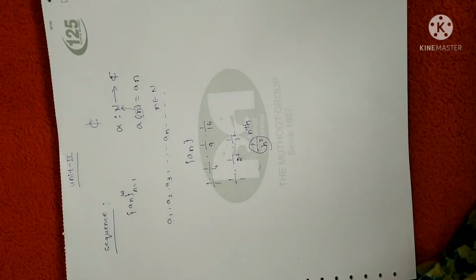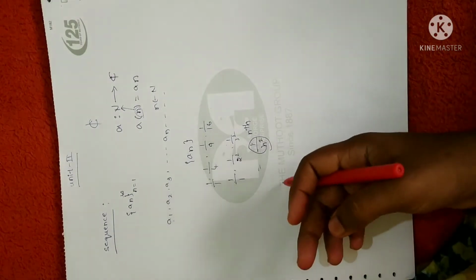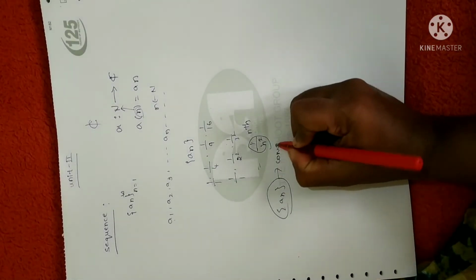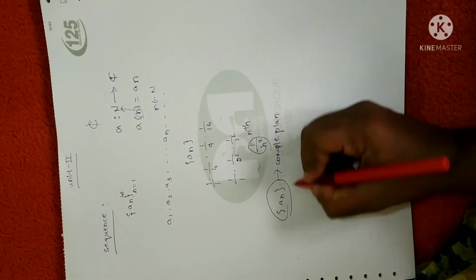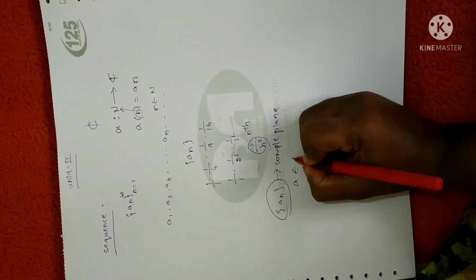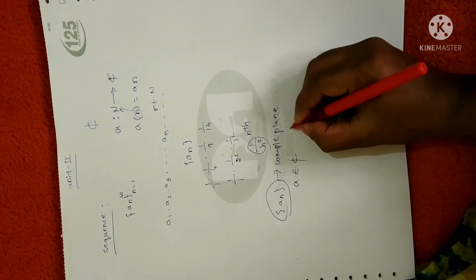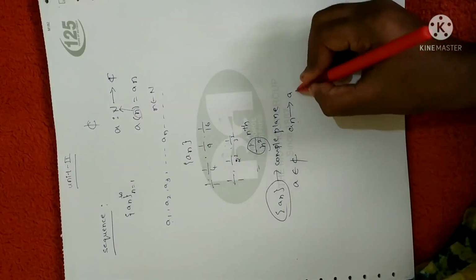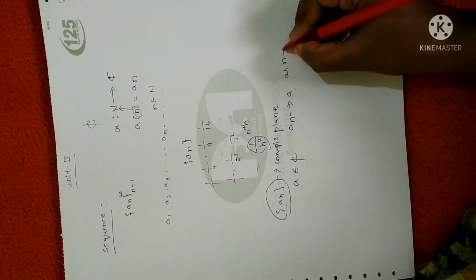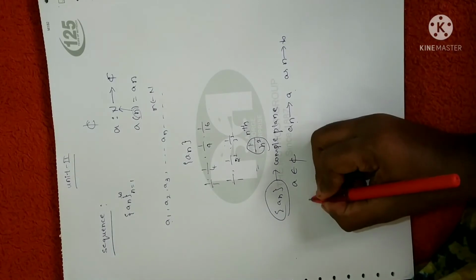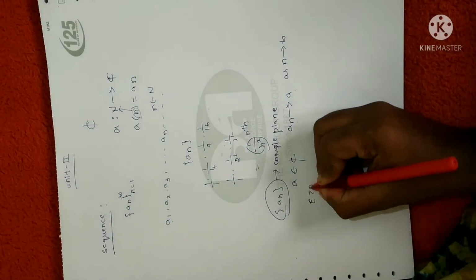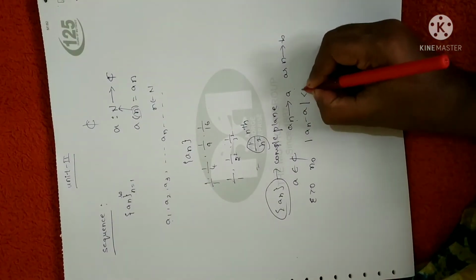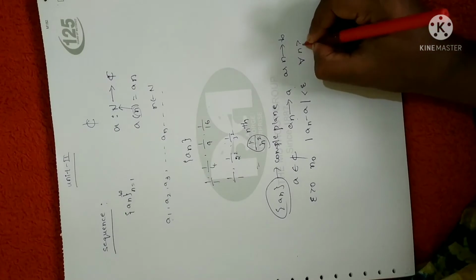Now, let me define the same in terms of complex numbers. Let a sequence an be in the complex plane. If an element a belongs to the complex numbers C, then we say that an is converging to a. This is the definition of convergence of a sequence. an is converging to a as n tends to infinity if for every epsilon greater than 0 there exists n naught such that |an - a| is less than epsilon for all n greater than or equal to n naught.